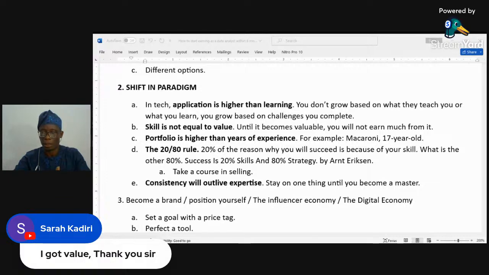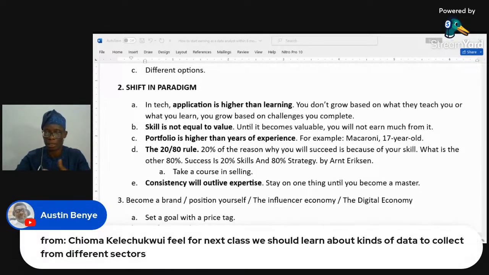Okay, my team, they're also here. We'll look at it. Austin Bayen is here. Ruth Kiriko is here. We would work on it. Feel that the class we should learn about kinds of data to collect from different sectors.